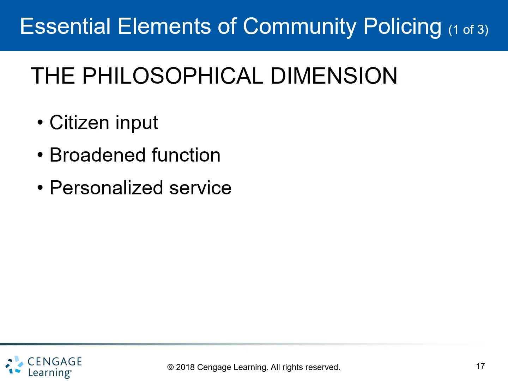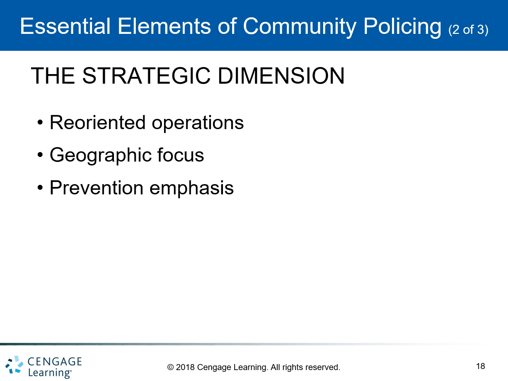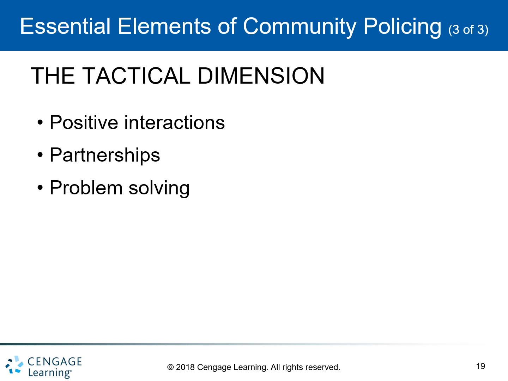Now, there are some essential elements of community policing. The first is the philosophical dimension. This advocates for citizen input, a broadened function of police, which is protecting vulnerable populations, and a personalized service based on local norms and individual needs. There is the strategic dimension, which calls for reorienting operations, a geographic focus, and a prevention emphasis. The next is the tactical dimension. This translates philosophical and strategical approaches into programs and practices.